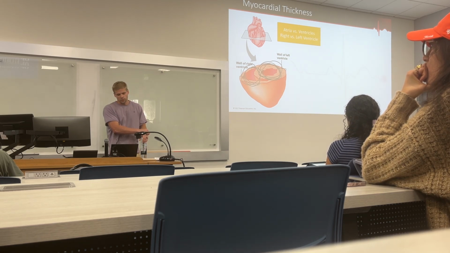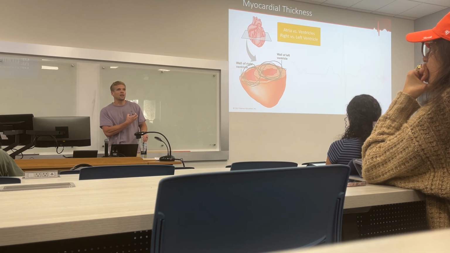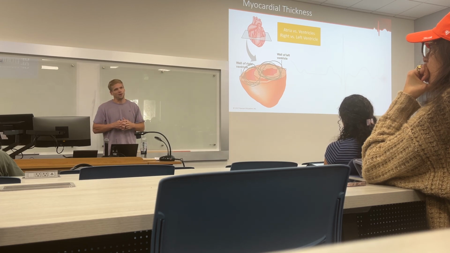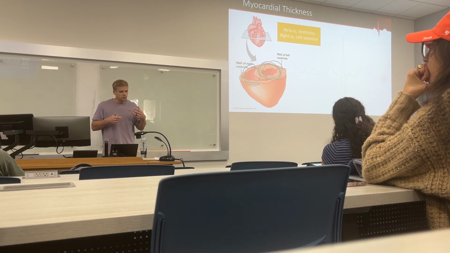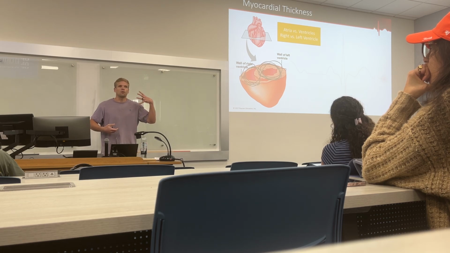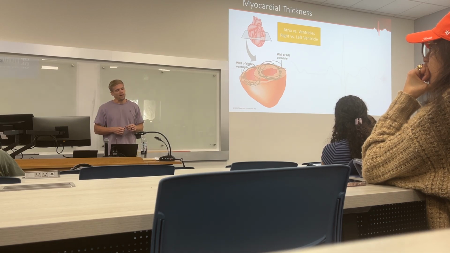And what the left ventricle has to do is contract and push blood through the entire systemic circuit, which is incredibly long. And the right ventricle only has to push the blood through the pulmonary circuit, which is much shorter. So this is why the left ventricle has to be so much more muscular, because it needs to generate way more force to generate enough pressure to push the blood through a much longer circuit than the right ventricle does.